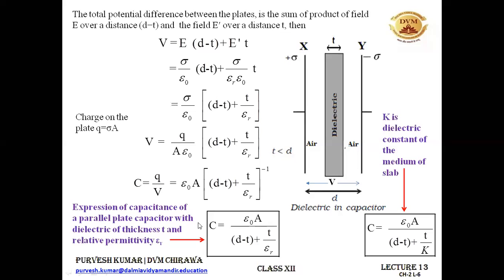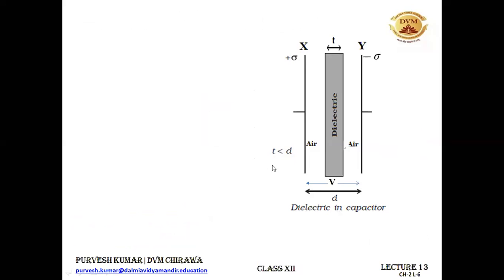So let's extend this formula and try to find the relation between the dielectric constant and the capacitances, how we can define the dielectric constant with the help of the capacitance ratio. This was the formula that we derived: C equal to epsilon naught A divided by d minus t plus t by K, where t is the thickness of the dielectric slab inserted between the plates, and K is the dielectric constant.